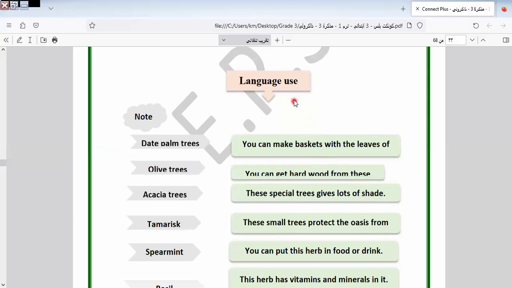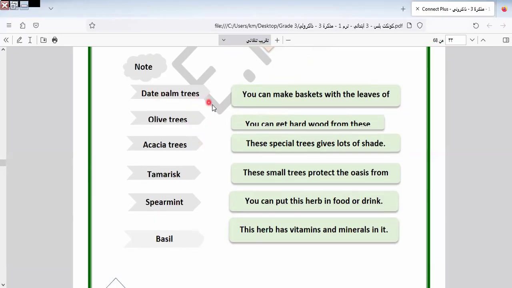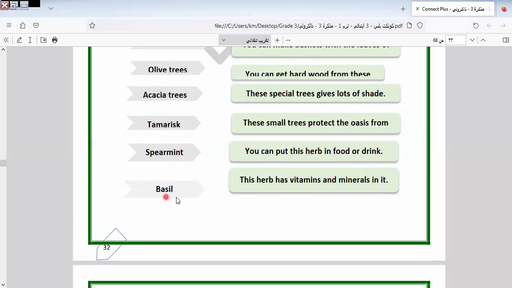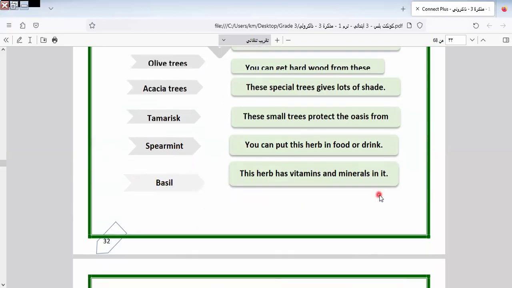Here we have language of use. Here we have date palm trees. You can make baskets with the leaves of date palms. Olive trees: you can get hardwood from this. Acacia trees: these special trees give a lot of shade. Tamarisk: these small trees protect the oases. You can experiment. You can put this herb in food or drink. Tassel is the herb that has vitamins and minerals in it.